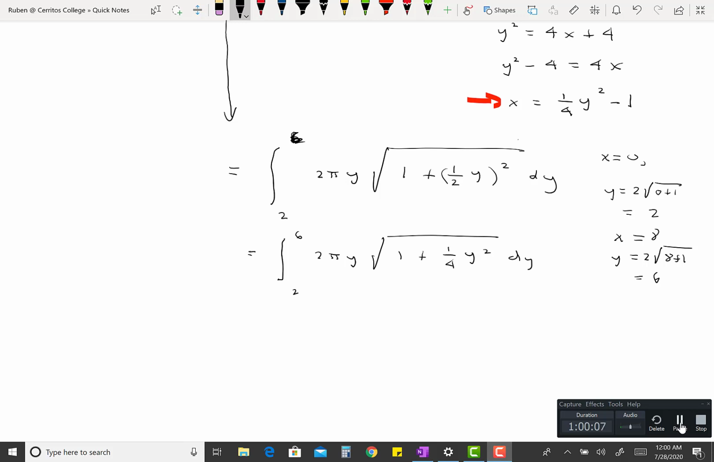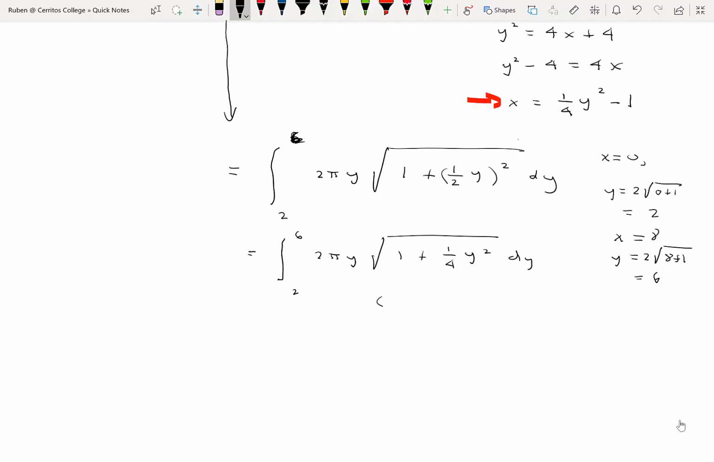All you do is you let u equal 1 plus 1/4 y squared, and things really just roll out nicely. Again, another easy integral that I'm not going to integrate on camera. If you did the integral, you'd get the same result. The surface area doesn't change depending on the method that we apply to find it.